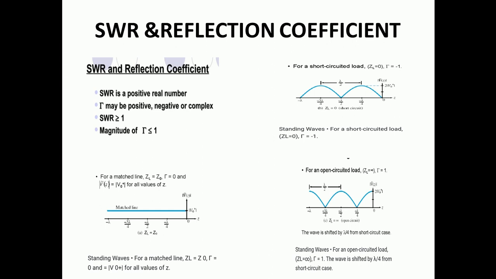The equation defines a matched line with the straight blue line in this diagram. Next, for a short-circuited line, ZL becomes equal to 0, so rho becomes equal to negative 1, which represents the short-circuited line. In the reverse condition, for an open-circuited line, the load impedance is infinite, as a result of which the reflection coefficient becomes equal to 1, and the wave is again shifted by lambda by 4 from the short-circuited case.